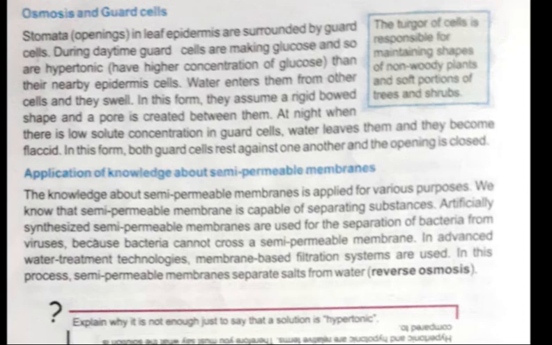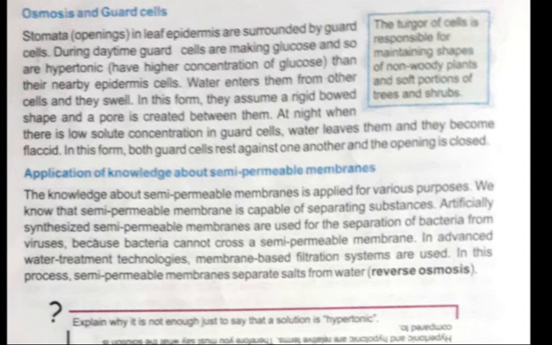You are familiar with membrane-based filtration systems that are present in our houses for filtration of water. That filter system is basically based on the concept of a semi-permeable membrane. A membrane is present in the filter. When water is passed through the filter, the larger impurities are removed from the water. So basically the knowledge about semi-permeable membranes is applied for various purposes.